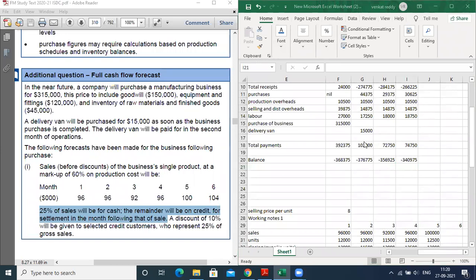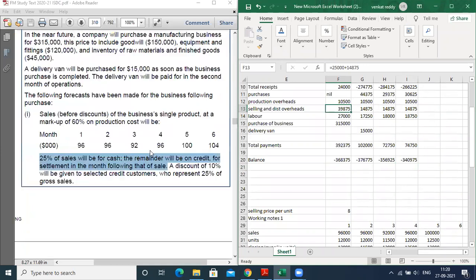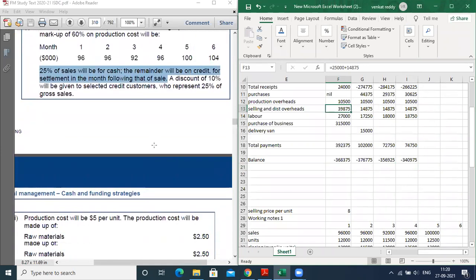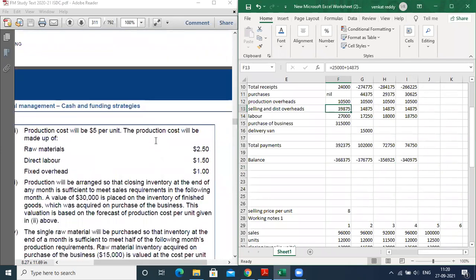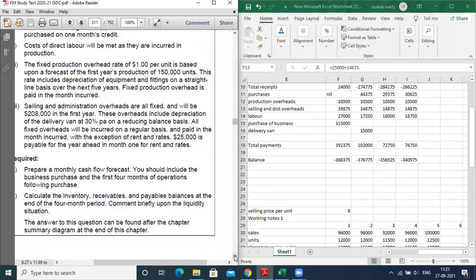Why selling and distribution is different in the first year is, in addition to the regular rent, we pay 25,000 as advance. Here it is mentioned. We pay 25,000 as advance in addition to the regular amount towards the rent. So that's why it is different. So 14,875 we added 20.